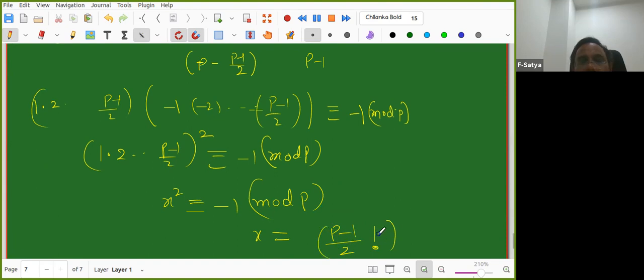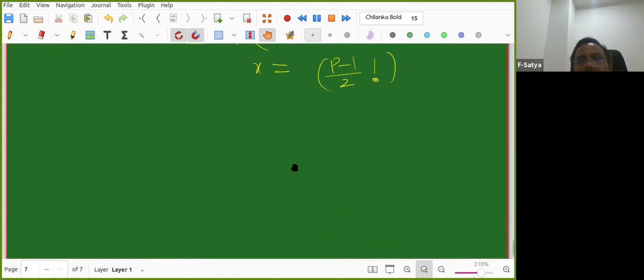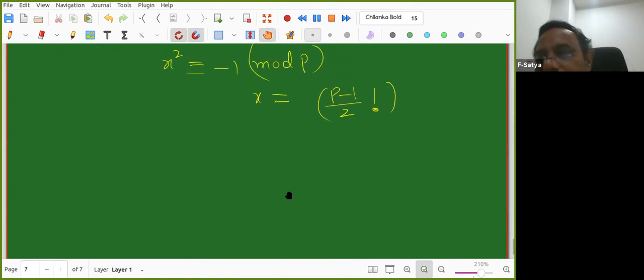Yeah, this is the answer. If you square it, I'll get -1. And one more solution is minus of this. Okay, good. Any questions?